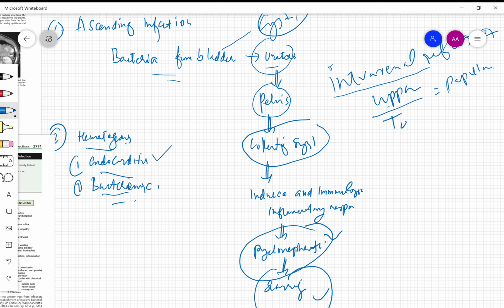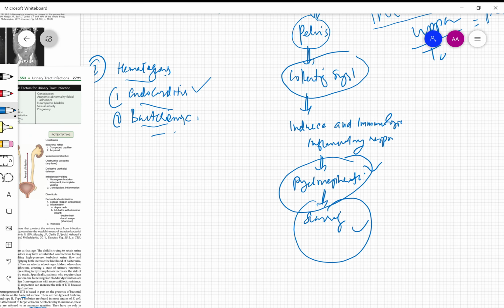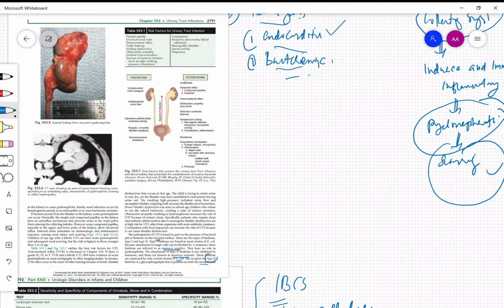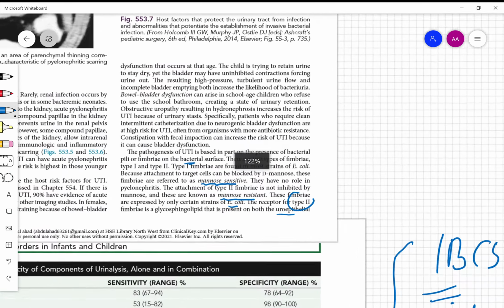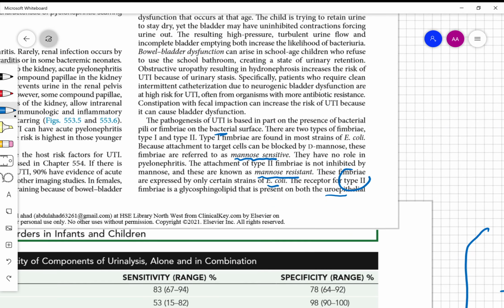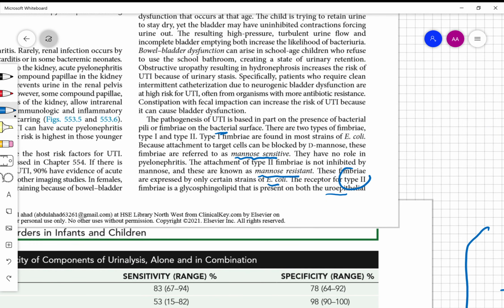Hematogenous spread may be one of the causes implicated in a UTI, and it usually happens in endocarditis and bacteremia in infancy. Certain bacterial properties are important in the pathogenesis, and if I go a touch into it from the textbook, it depends on the bacteria having pili or fimbriae.